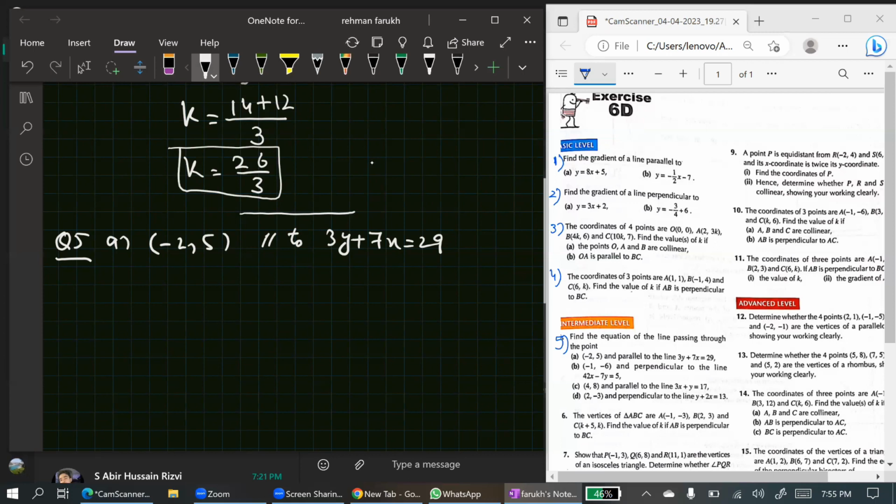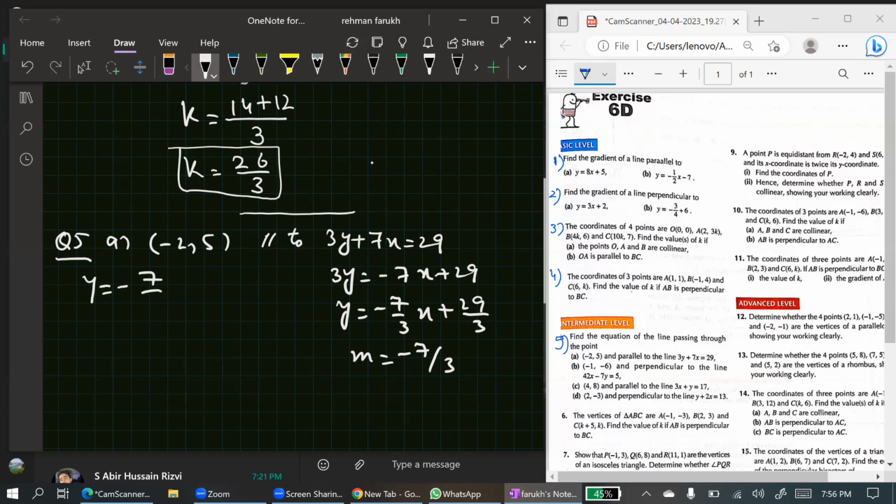Now what is the gradient of the required line? First, we'll make y the subject. 3y is equal to minus 7x plus 29. Y is equal to minus 7 over 3x plus 29 over 3. M is equal to minus 7 over 3. The gradient of the line is also minus 7 by 3 because the lines are parallel.